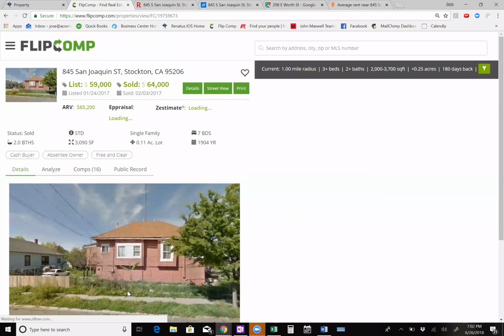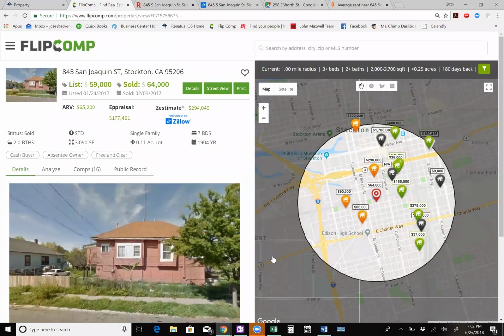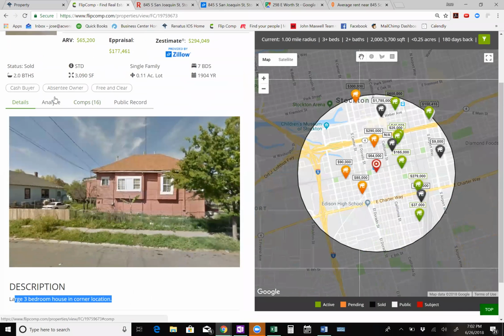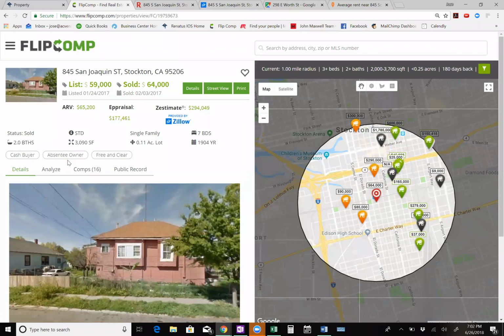Large 3-bedroom house. So it looks like what they did is they probably split this property because it shows you the last MLS listing is a large 3-bedroom house. So he bought it free, it's cash, free and clear, absentee owner, right? You guys see that? See, it sold for $59,000. It sold for $64,000 in February 2017. So about a year and a half ago, sold for 64.